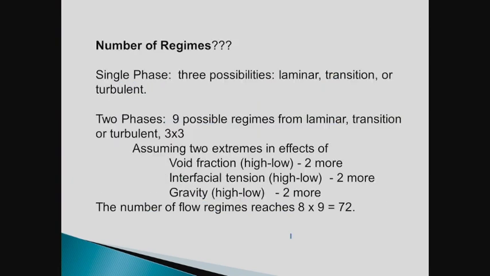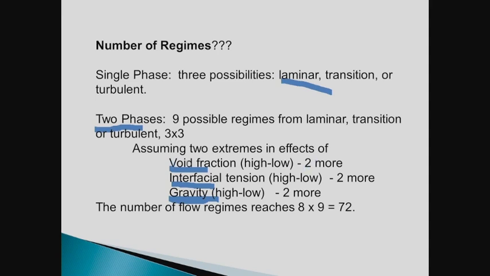So, single phase, how many regimes do we have? We have transition, laminar, and turbulent, so there's 3. If we have 2 phases, now we've got to watch out. We have void fraction, interfacial tension, and gravity, and maybe it's neutral. This is really density: you can have very high density differences or very low density differences. Just for fun, with laminar, turbulent, and transition, that's 3 times 3, so already we have 9.